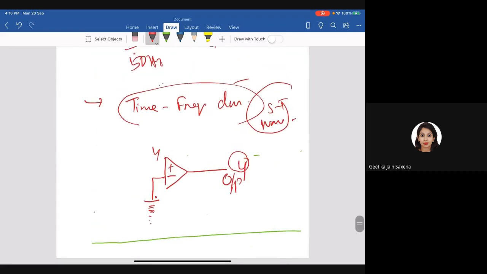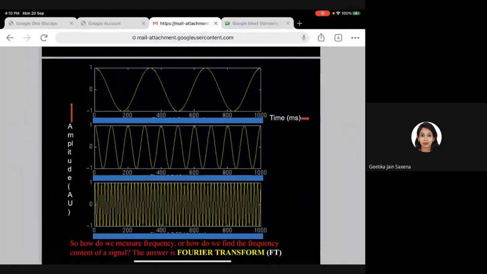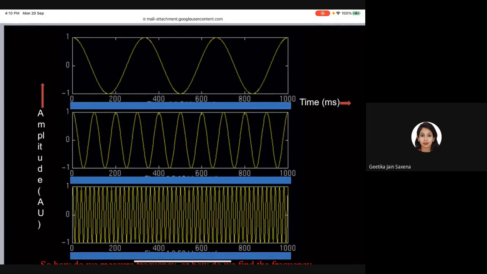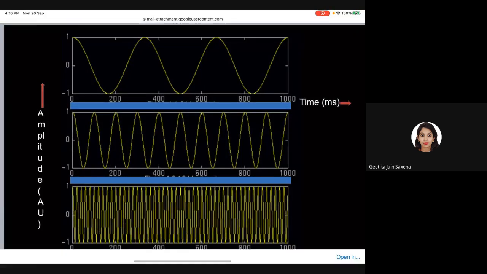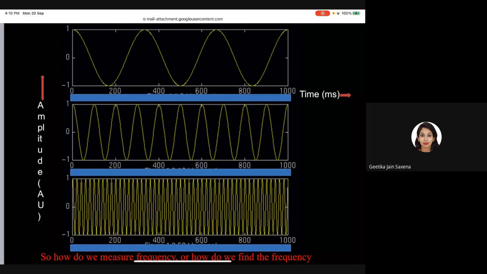Let me show you some other very interesting signals. Here you can see the top one looks very simple, right? It looks sinusoidal. The second one is sinusoidal. The third is sinusoidal. But if I ask you to tell me the frequency of the signal, the top one you can easily tell, even the second one you can tell. But the third one, though you can tell, it will take a little bit of time because it's very tiny, right?